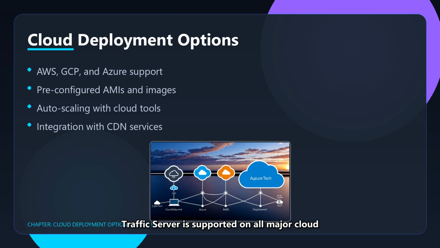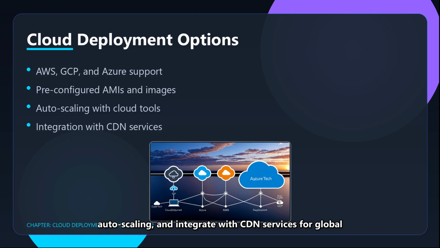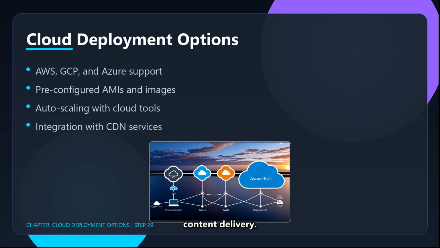Traffic Server is supported on all major cloud platforms. You can use pre-configured AMIs, set up auto-scaling, and integrate with CDN services for global content delivery.